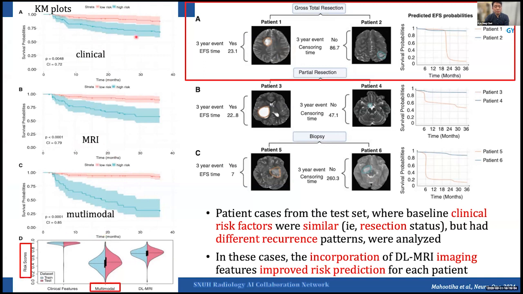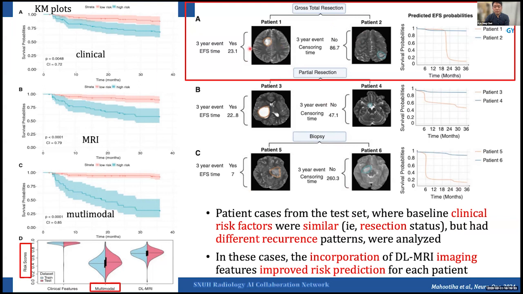You can see the gap increases as the model progresses, and risk distributions for the multimodal model were more calibrated compared to image-only or clinical-only models. In patients' cases from the test set, where baseline clinical risk factors were similar, for example, resection status, but had different recurrence patterns, were analyzed.